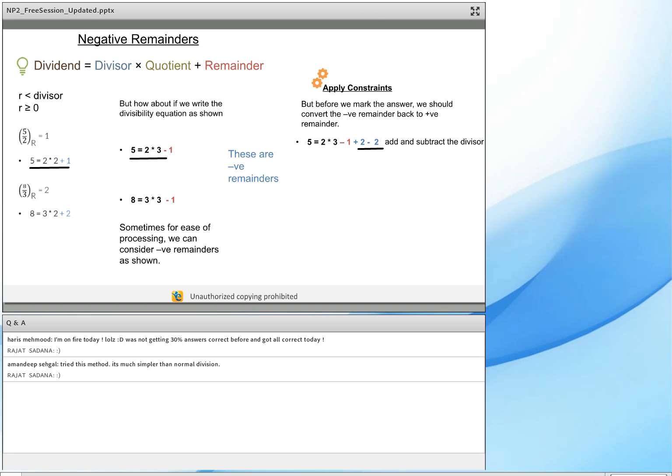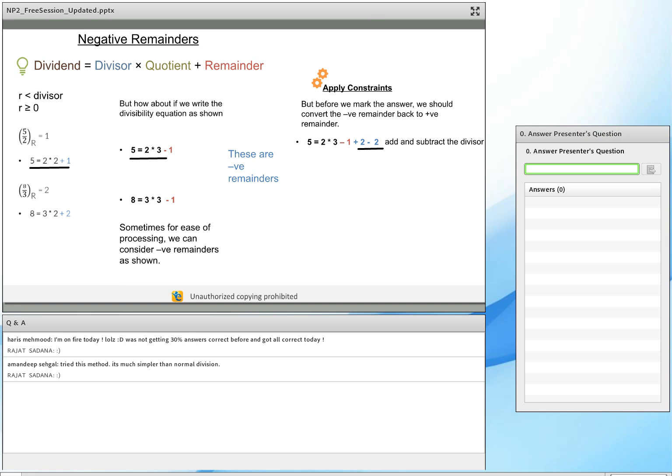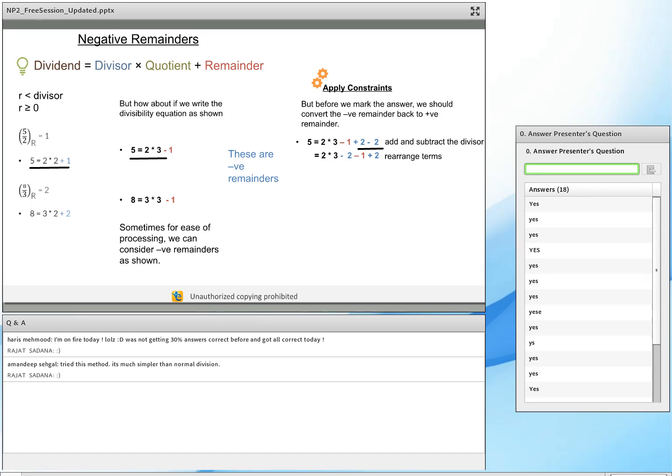Can each one of you see that plus 2 and minus 2 over here? Can you guys see this? We added a plus 2 and then subtracted minus 2. Then we rearranged the terms, and as we rearranged the terms, what we got was 2 times 3 minus 1, then minus 1 plus 2. Now we know that this term over here is divisible by 2, so my remainder is 1.